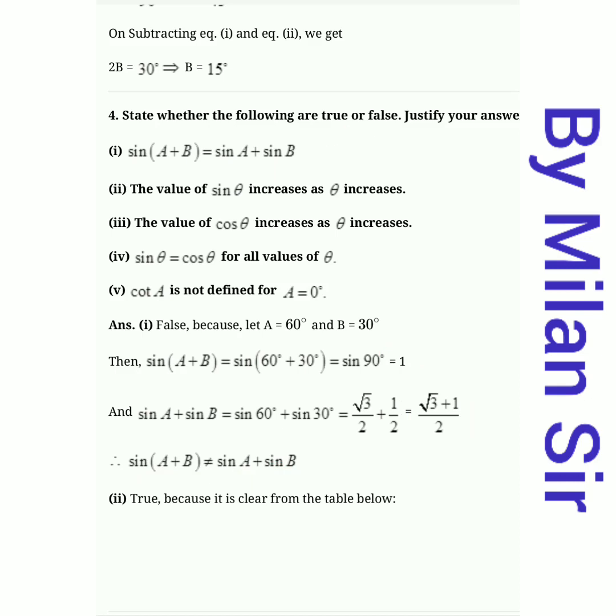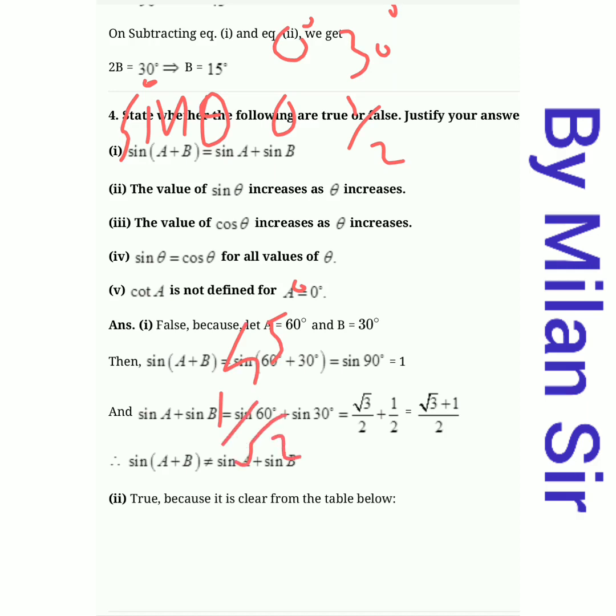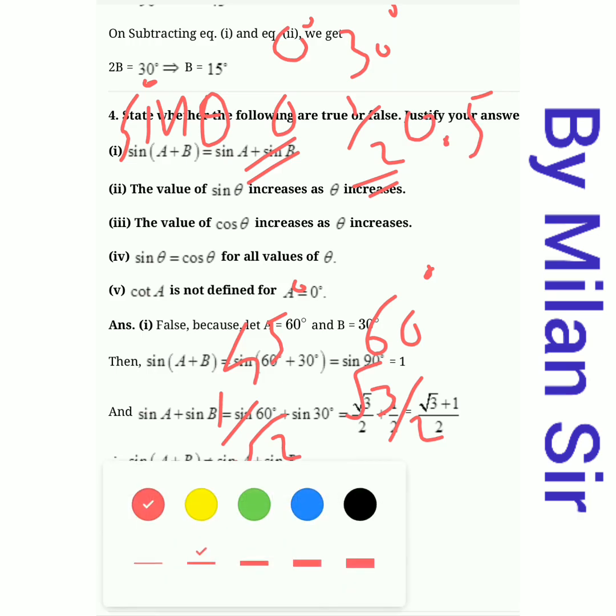Second, the value of sin theta increases as theta increases. Now let's look at the table of trigonometric values for sin theta. At angle 0 the value is 0, at 30 the value is 1 by 2, at 45 it is 1 upon root 2, at 60 it is root 3 by 2, and at 90 the value is 1. So first of all 0, then 1 by 2, which means 0.5, right?